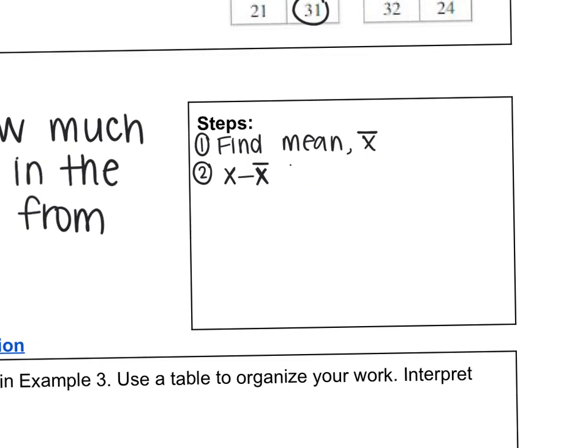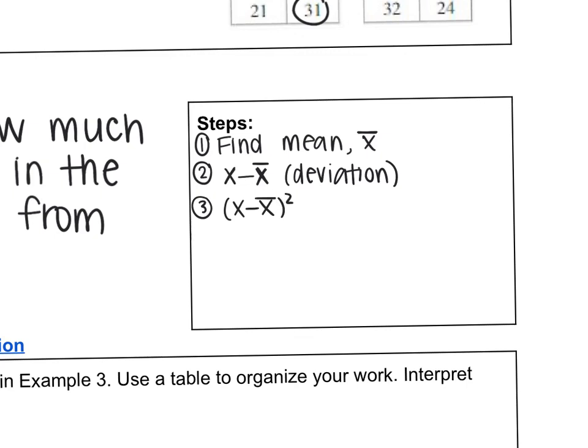That's called finding the deviation. It's not the standard deviation, it's the deviation. So in step 2, we're going to find the deviation. We do that by doing x minus x bar. Step 3, we're going to take the deviation, whatever it is, and we're going to square it.